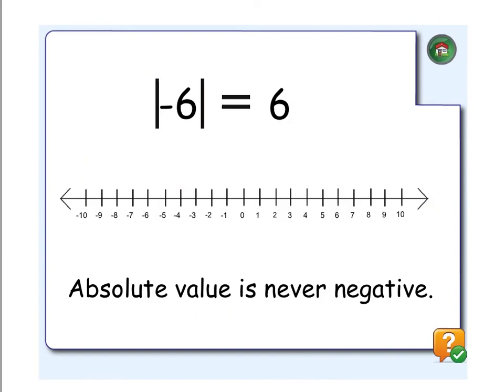The absolute value of negative 6, 1, 2, 3, 4, 5, 6. That's 6 spaces, so the absolute value is 6. The absolute value is always going to be a positive number. The absolute value is never a negative number. Notice how the answer to our first one, the absolute value of negative 5 was 5. The absolute value of negative 6 is 6. So it's really just this number cleaned up. I think of this as a car wash. These little lines are kind of like my numbers going through my car wash, and it comes out clean. I always think it washes away the negative sign.